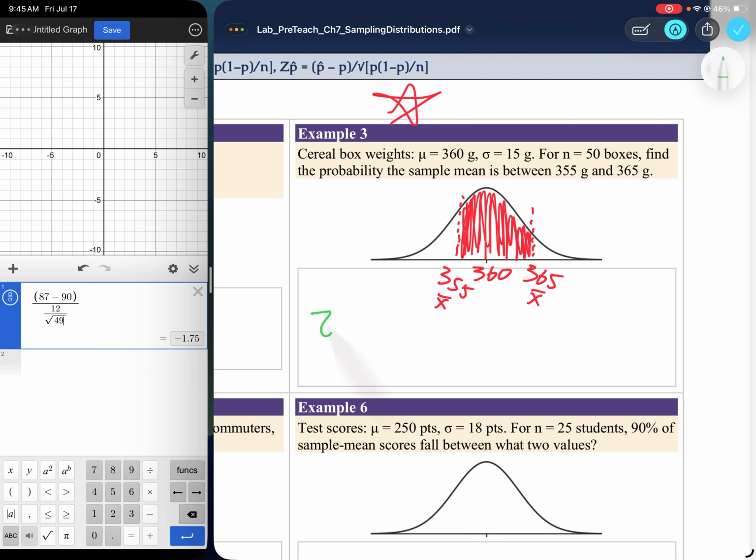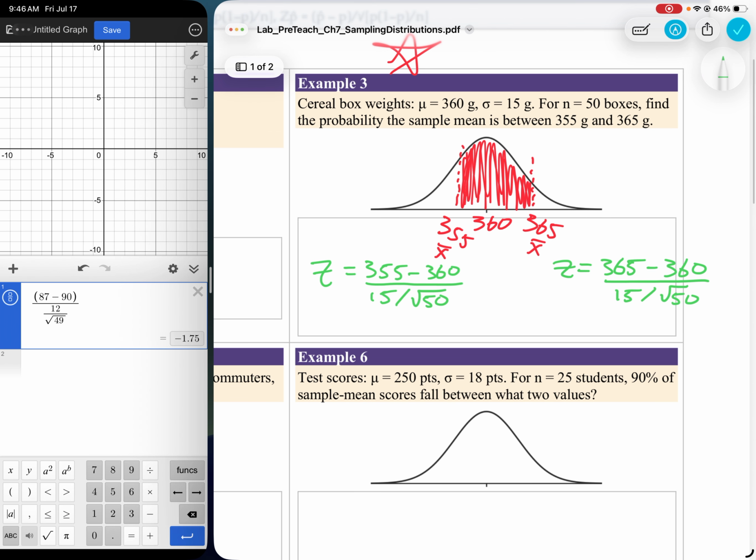So I'm going to take my lower bound, 355 minus the population mean divided by the standard deviation over the square root of the sample. Now I'm going to do the same thing over here. I'm going to take the upper part of the sample mean minus the population mean over the standard deviation divided by the square root of the sample. So now I need to go and grab both of these z-scores, and then I need to get the left tail for both of these. So let's do that.